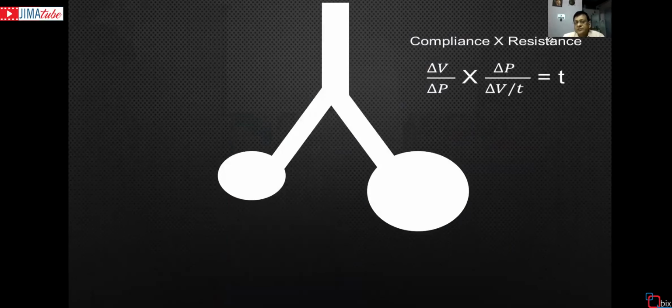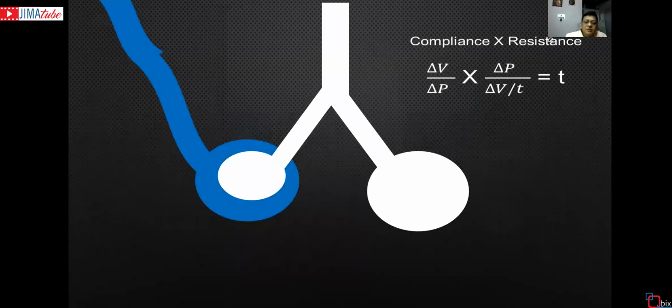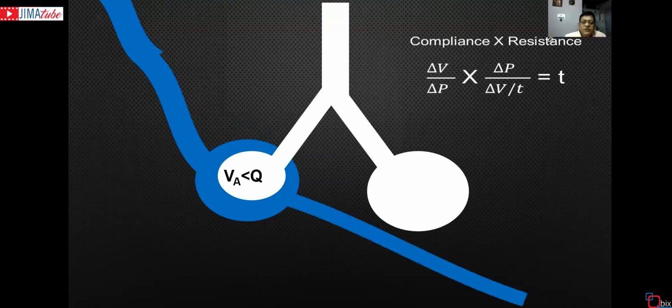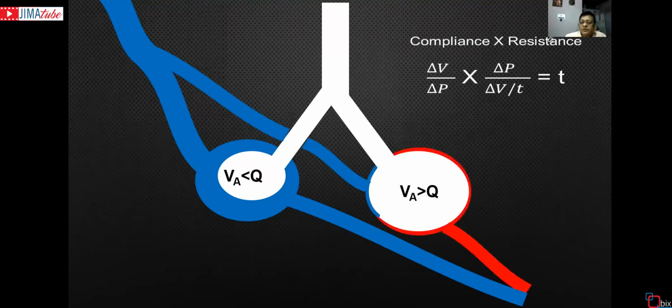Now VQ mismatch. It is very important, as I have told you, that VQ mismatch is the commonest cause of hypoxia. So in VQ mismatch, there are some areas where ventilation is less than perfusion. Here, deoxygenated blood comes out. On the other hand, there are areas where ventilation is more than perfusion. Here, oxygenated blood comes out. But due to the peculiarity of the oxygen dissociation curve, this part cannot compensate for this part. So ultimately, deoxygenated blood reaches the systemic circulation. But more important than that, this area acts as a dead space.